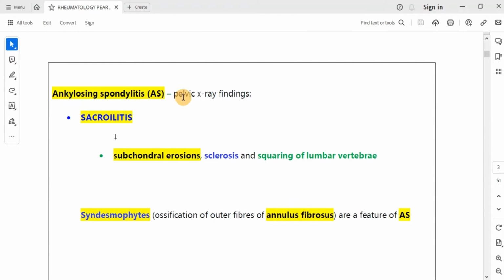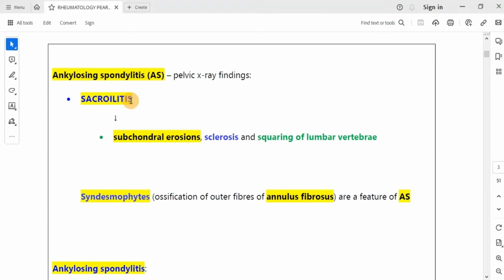Ankylosing spondylitis on pelvic X-ray, the most typical finding is sacroiliitis, and sacroiliitis is the most common initial radiological finding in ankylosing spondylitis. The features would be subchondral erosion, sclerosis, and squaring of the lumbar vertebra. Can anyone tell what the squaring of the lumbar vertebra refers to?